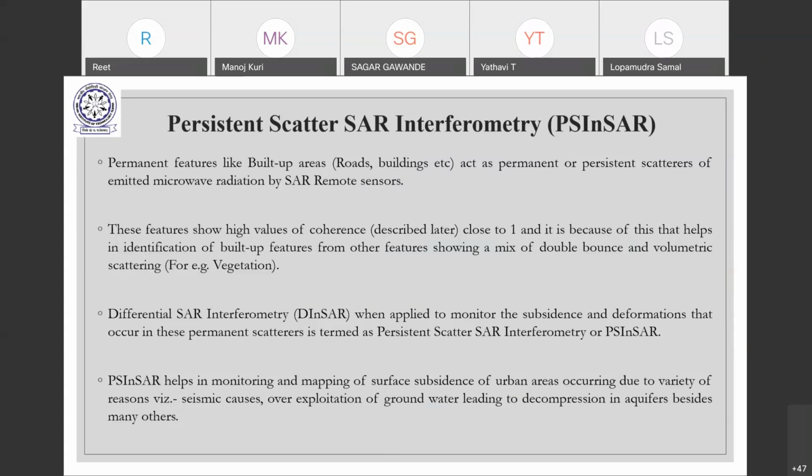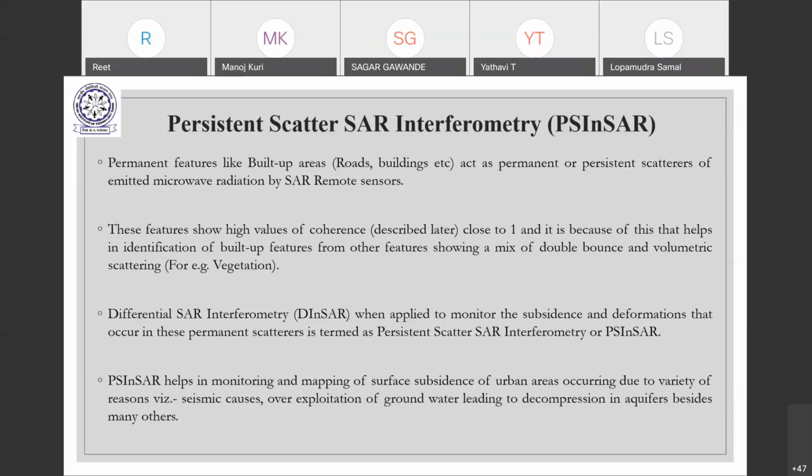InSAR is interferometric SAR and PS-InSAR means persistent scatter. So permanent scatterers like built-up areas, that is roads and buildings, act as permanent or persistent scatterers of emitted microwave radiation by the SAR remote sensor.